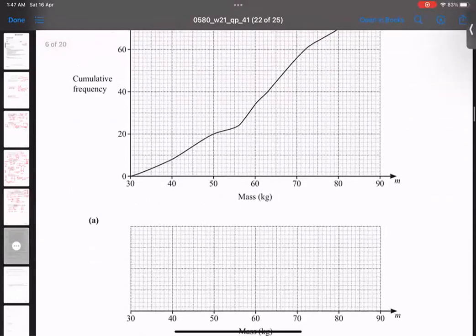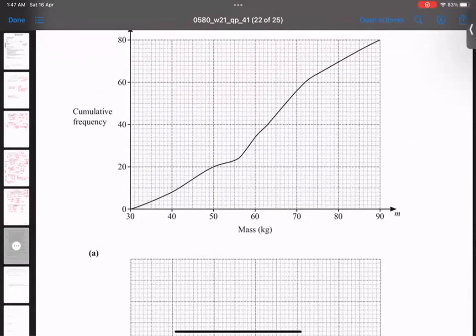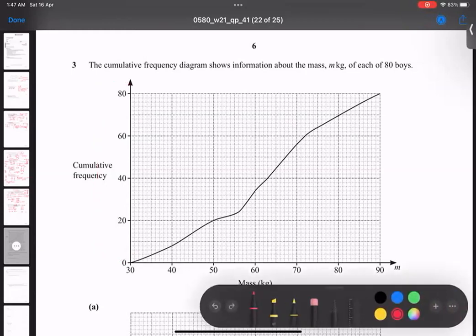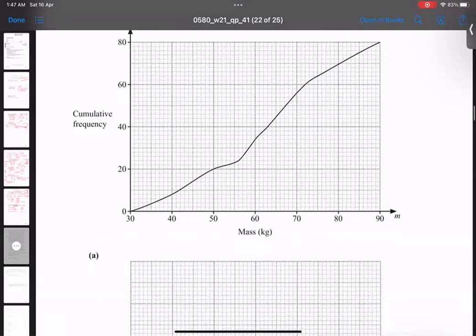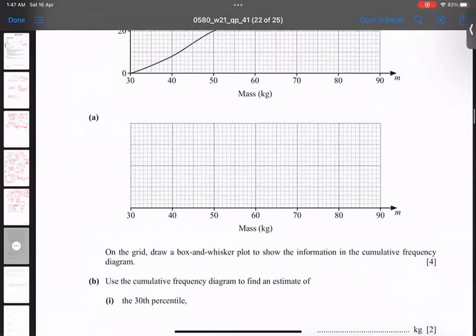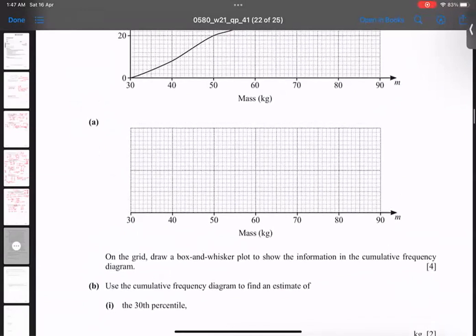Bismillah ar-Rahman ar-Rahim. Next question we have here, you can see the cumulative frequency given. The cumulative frequency diagram shows information about the mass of each of 80 boys. Okay, we can see very clear, so this is 80 boys. We mentioned 80 boys. What is it asking further? And this empty space mentioned here, he said on the grid, draw a box whisker plot to show the information in the cumulative frequency diagram.